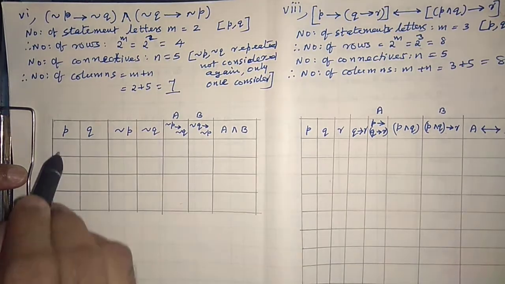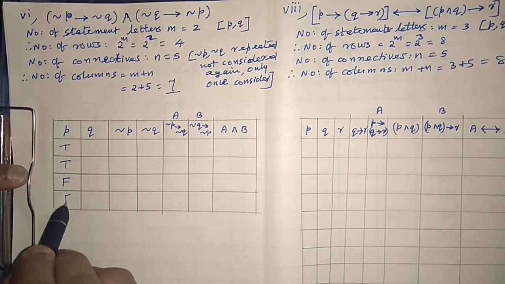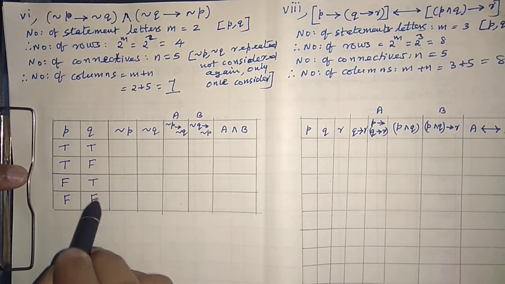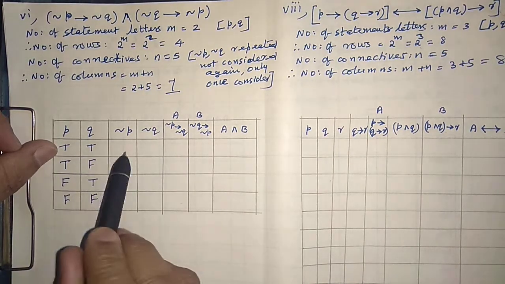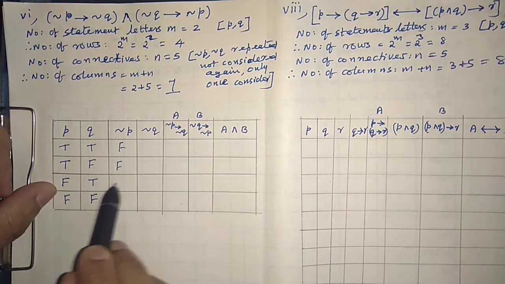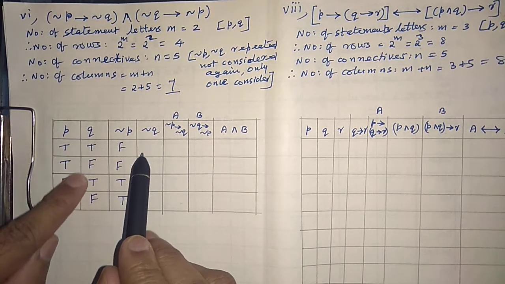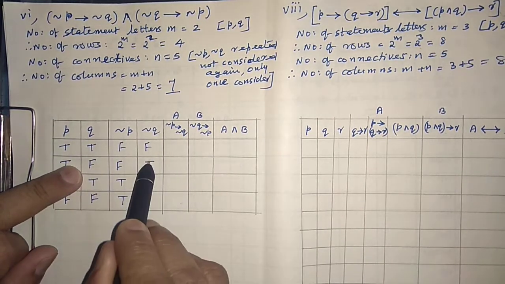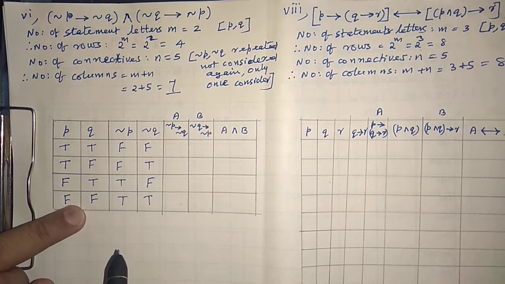2 statement letters means P has truth values T, T, F, F. Q has T, F, T, F. Negation P is its opposite values. T means the opposite is F: F, F, T, T. The negation of Q is its opposite values. T means F, this F so here T, this is T, F means it is T.